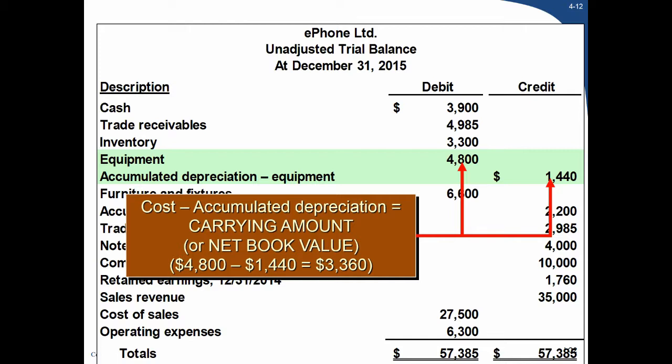The net book value is the cost less the accumulated depreciation. All of the depreciation entries we've made throughout the years, okay, have accumulated, and now we have a net book value. So in this case, the net book value is only $3,360. It's also called the carrying amount.